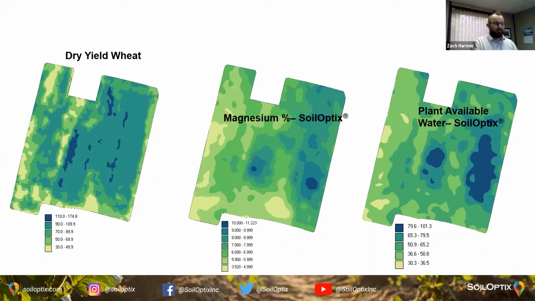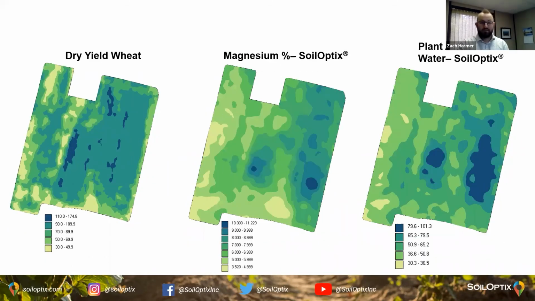And if we want to dive into some other layers as part of that, if we look at just magnesium percentage, right, we can see again that relationship. But one thing again, as I've mentioned on a couple slides ago, is texture, right? Clay available water. It's a SoilOptix specific layer where we're looking at essentially clay, silt, and organic matter. And here we can see quite a decent relationship with yield.